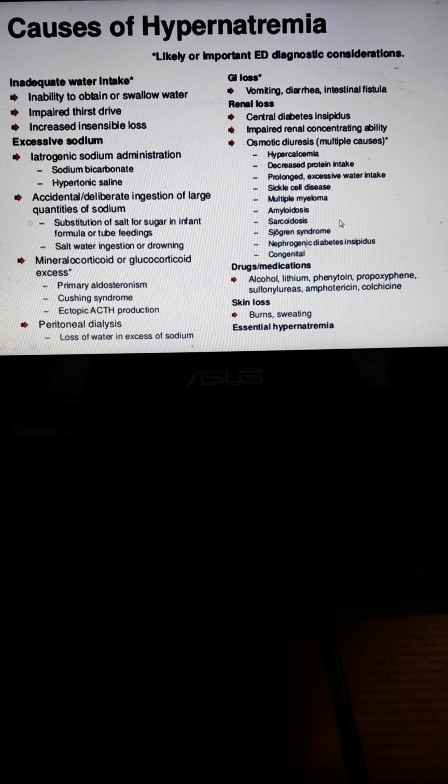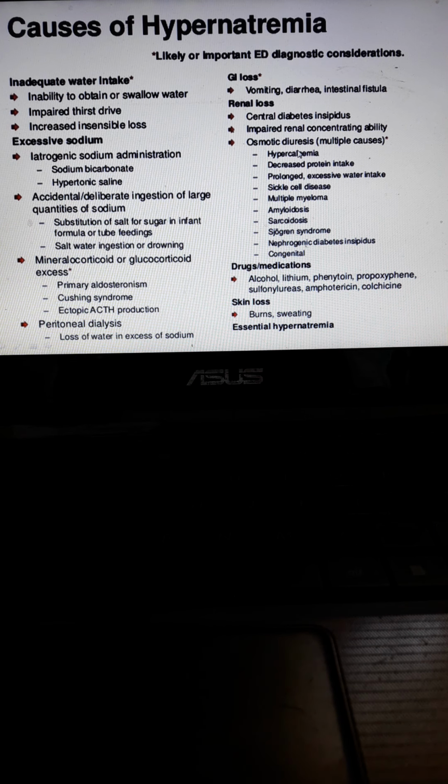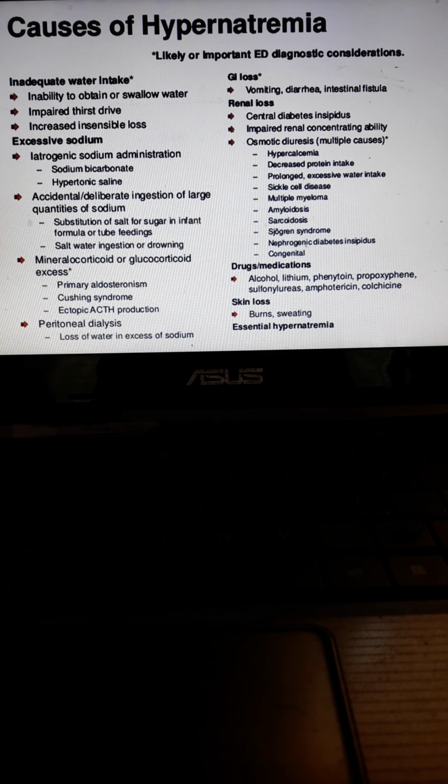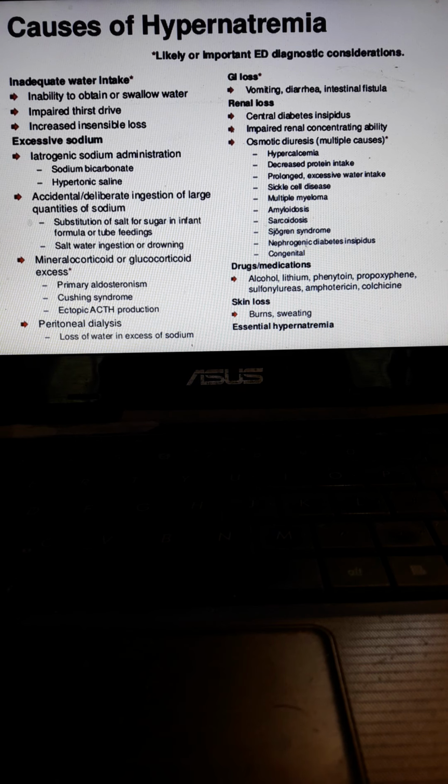To continue our discussion, osmotic diuresis has multiple causes. Osmotic diuresis is the extraneous excretion of fluid out of the body. Hypercalcemia, wherein there is a higher amount of calcium inside the body, will also affect the osmotic pressures. We have decreased protein intake, prolonged excessive water intake, and also sickle cell disease.